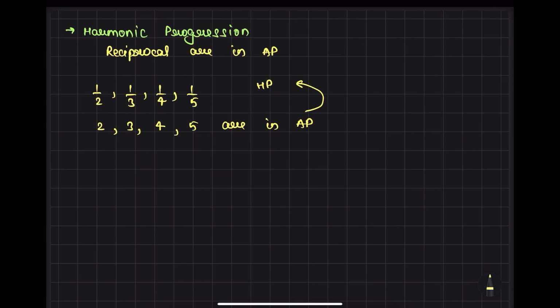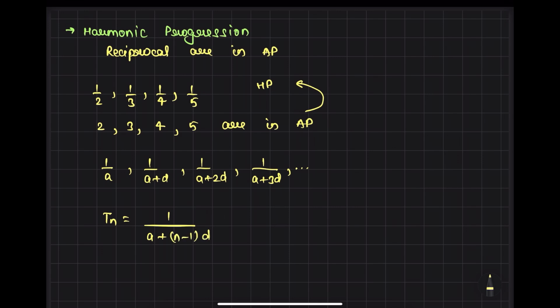So how does this look? It will look like this: 1 by A, 1 by A plus D, 1 by A plus 2D, 1 by A plus 3D, and so on. If someone asks you the formula for the nth term, you will answer 1 by A plus n minus 1 times D. This is your formula for the nth term.